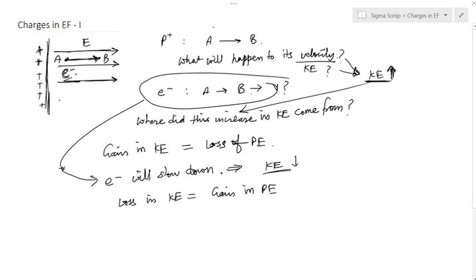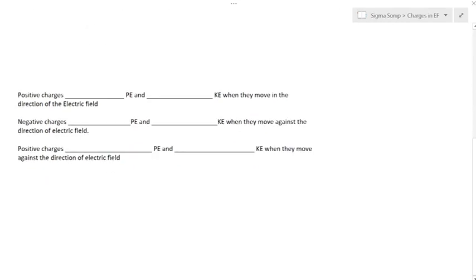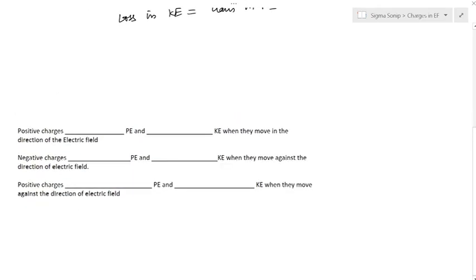All right. Now we can generalize this thing, but just want you to look at these. I got 3 statements here, and we need to fill the blanks. So first one is positive charges. We need to write here either loss or gain, and here also we need to write loss or gain. So what is happening here? Positive charge loses or gains P, and gains or loses K when they move in the direction of electric field.